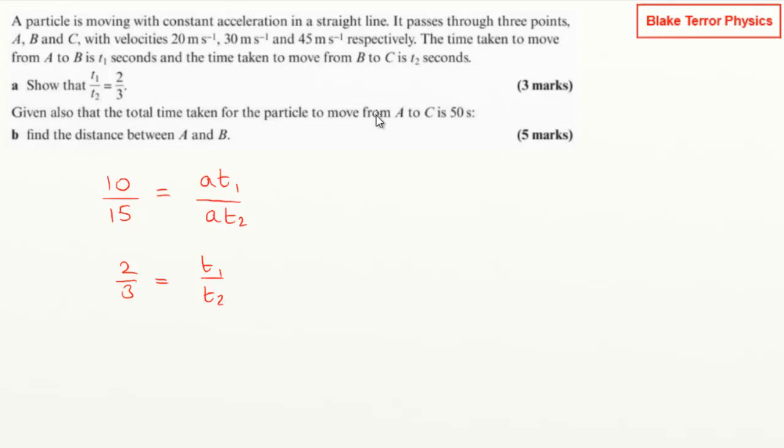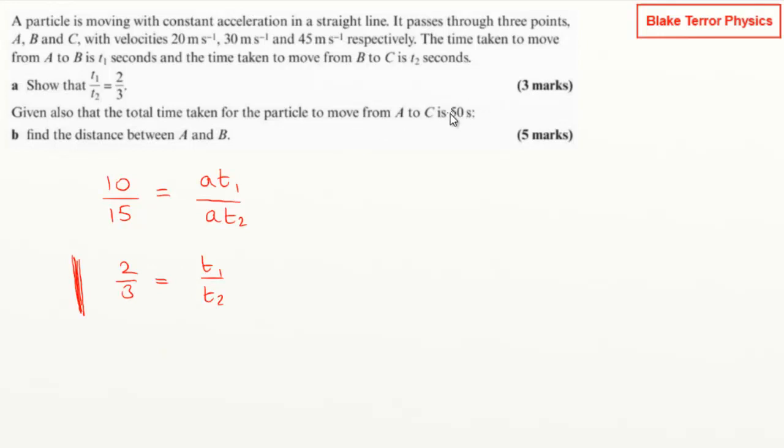Right, so they now tell us that the total time for the particle to move from A to C is 50 seconds. Well, this ratio here, remember when you were going through your maths that fractions and ratios are the same thing. You know, we can describe these as ratios. I mean, that's what they are.